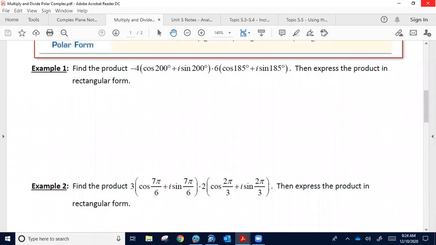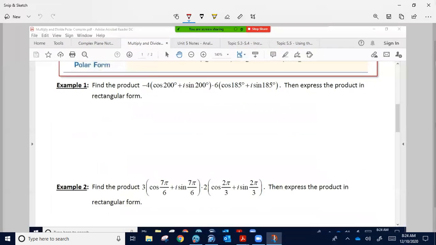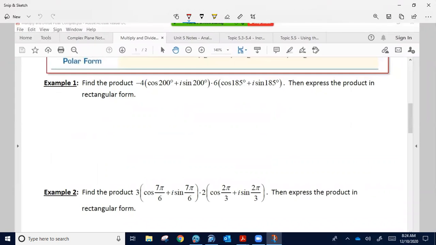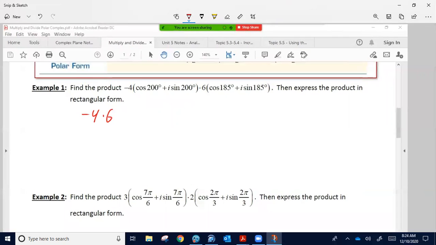So find the product of -4 cosine 200 plus i sine 200 times 6 cosine 185 plus i sine 185, then put this in rectangular form. So the product would be -4 times 6. Radius you multiply. I'm going to do the shorthand method here. CIS, 200 degrees plus 185 degrees. That's a -24 CIS 385 degrees.